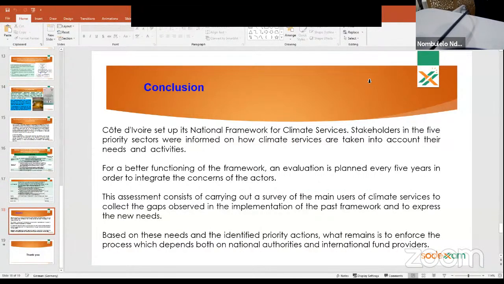Based on these needs and the identified priority actions, what remains is to enforce the process, which depends on both national authorities and international fund providers. Thank you very much.